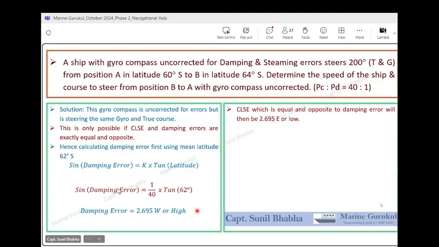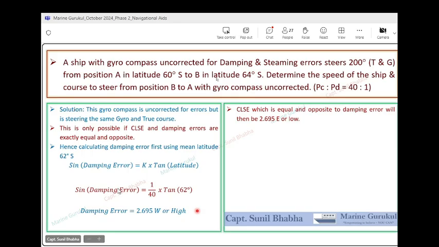Okay, beta. Now, beta, you see we are moving from 60 degree to 64 degree latitude. When you calculate the damping error, you can input only one latitude here, right? The latitude will be changing: 60, 60.01, 60.02, 61, 62, 63, 64. So a doubt arises which latitude should be used here. So in all these cases, when you are moving from position A to B, we take the mean latitude to calculate the damping error.